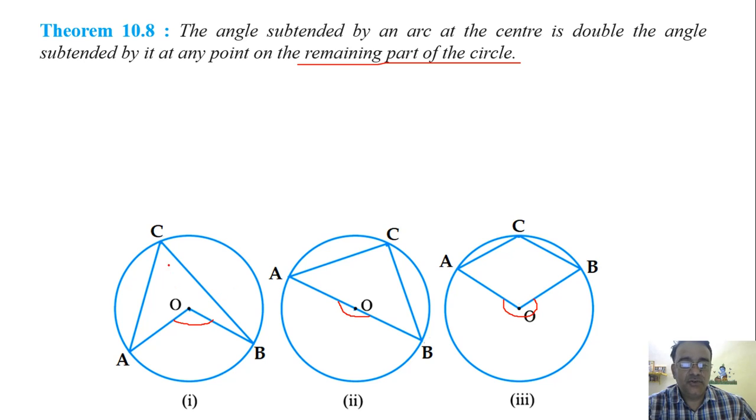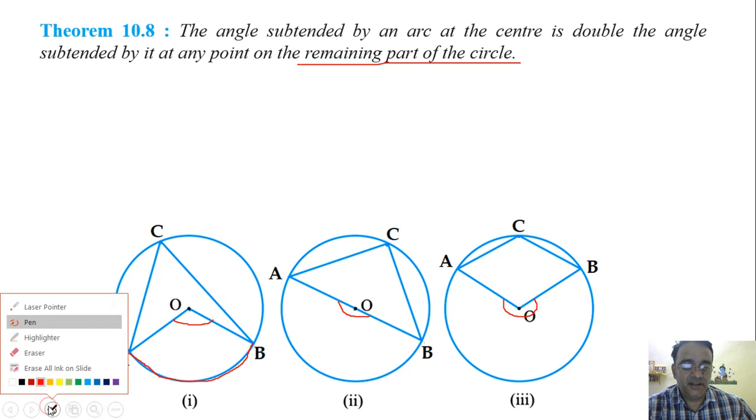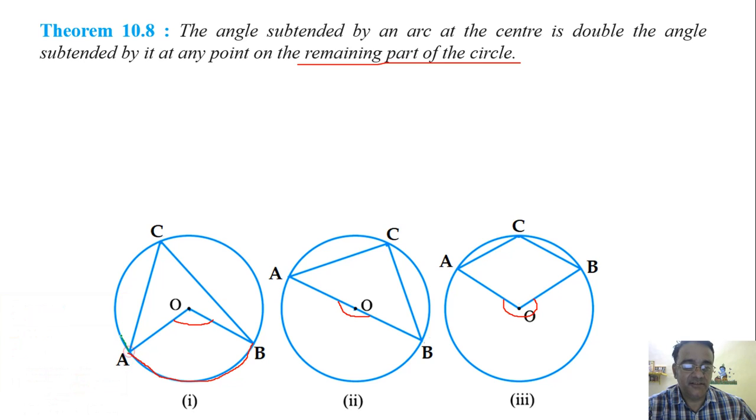Okay, so अगर ये AB arc हम लोग ले रहे हैं, so what is the remaining part of the circle? This one. Okay, उसको मैं एक काम करता हूँ, ग्रीन से ड्रॉ करके दिखाता हूँ. This is the remaining part.